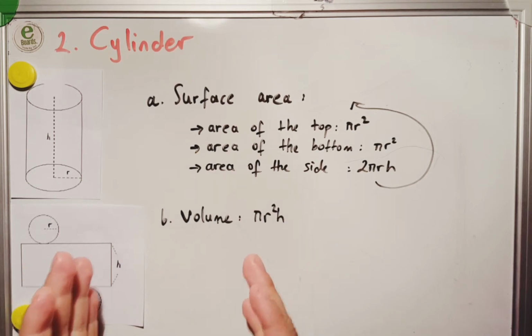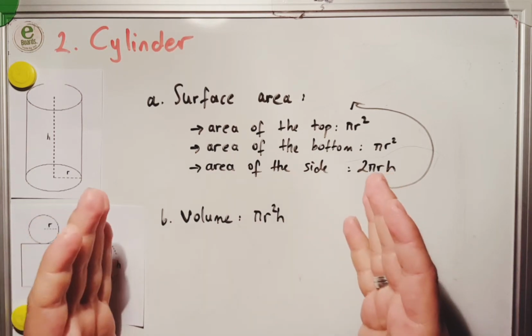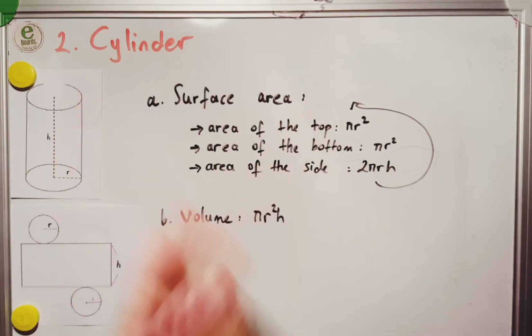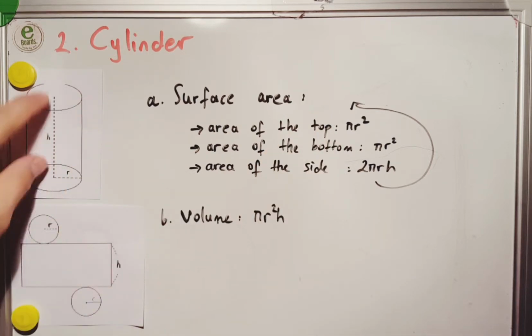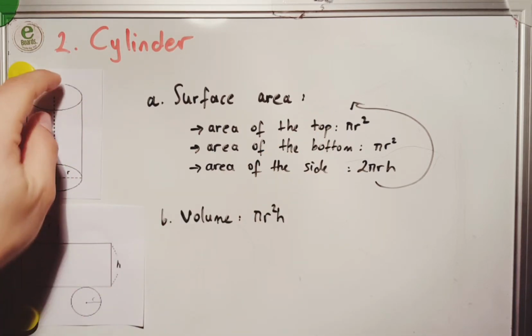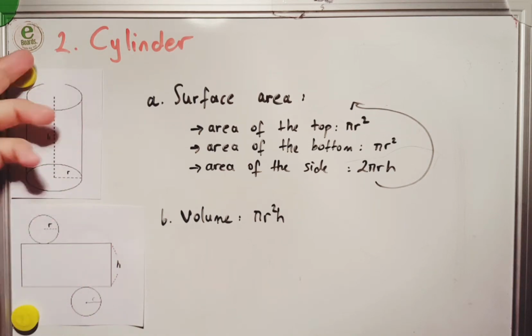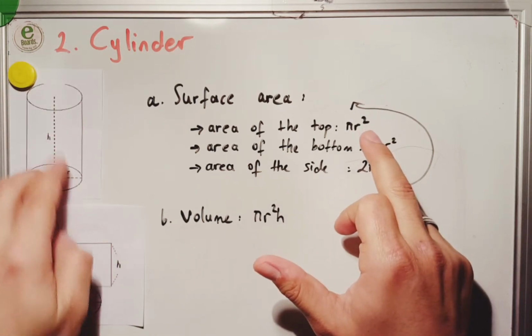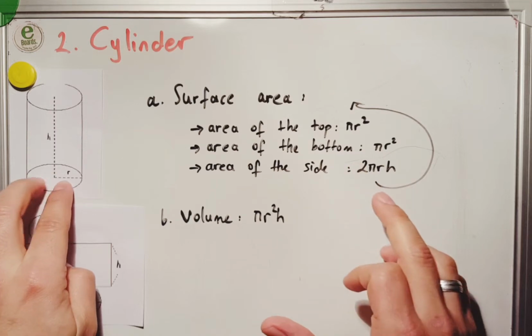We need to calculate the area of the top, the area of the bottom, and the area of the sides to find the surface area. And we have two circles, the bottom and the top. How can we find the area of the circles? Pi r square for the top, pi r square for the bottom.